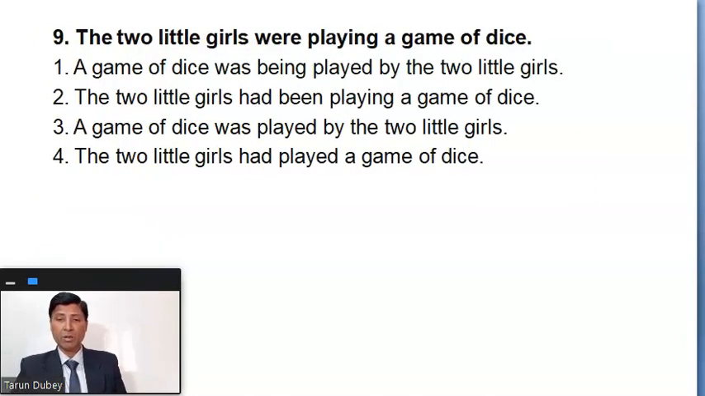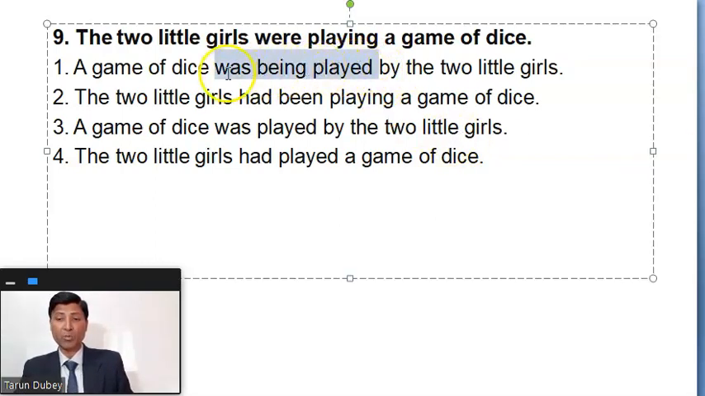Now question number 9. The two little girls were playing a game of dice. Find the keyword. For active, auxiliary verb plus main verb X is the keyword, and for passive, B plus V3 is the keyword. So the two little girls were playing a game of dice. So what is the keyword here? Were playing. It is in past continuous tense. And you know past continuous tense: was, were plus being plus V3. So a game of dice was. Option A, was being played. So here it is option A, was being played.